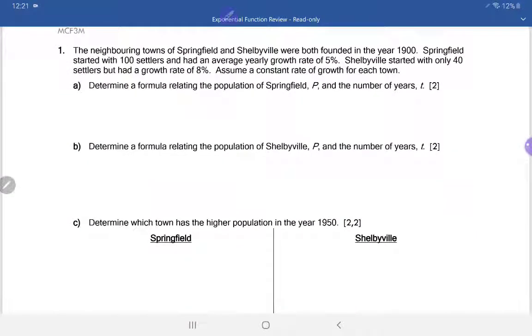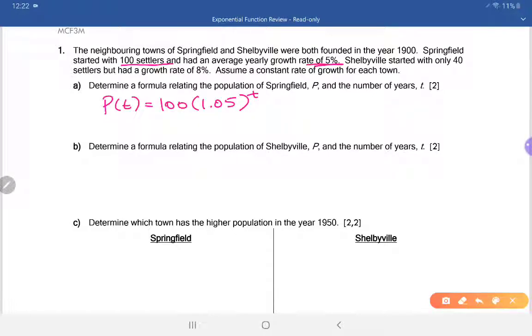This one is very similar, talking about exponential growth and decay as well. Determine a formula relating the population of Springfield to the number of years t. So let's look. Springfield started with 100 people and grew at a rate of 5%. So we want the population at a certain time. The initial value is 100. Since it's growing at 5%, we want to do 1.05. So once again, the 5% plus the whole number of 1, and we'll put that to the power of t.